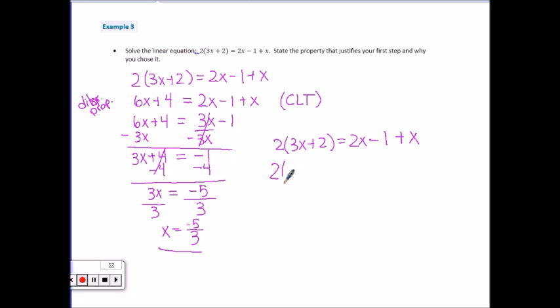So we have 2 times 3 times -5 thirds plus 2 equals 2 times -5 thirds minus 1 plus -5 thirds. Now you can just plug each side into your calculator, or you can do it out. But you get, on the left-hand side, -6 equals -6 on the right-hand side. So that means the x we found, x equals -5 thirds, is the solution to this linear equation. And we'll work more on finding solutions for linear equations in the coming lessons.